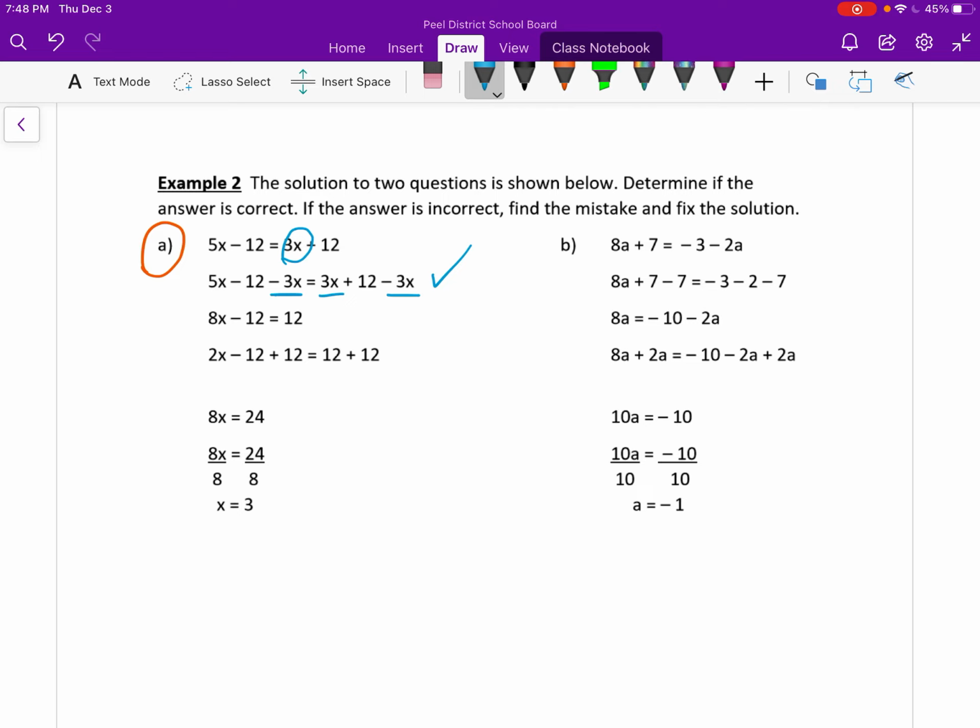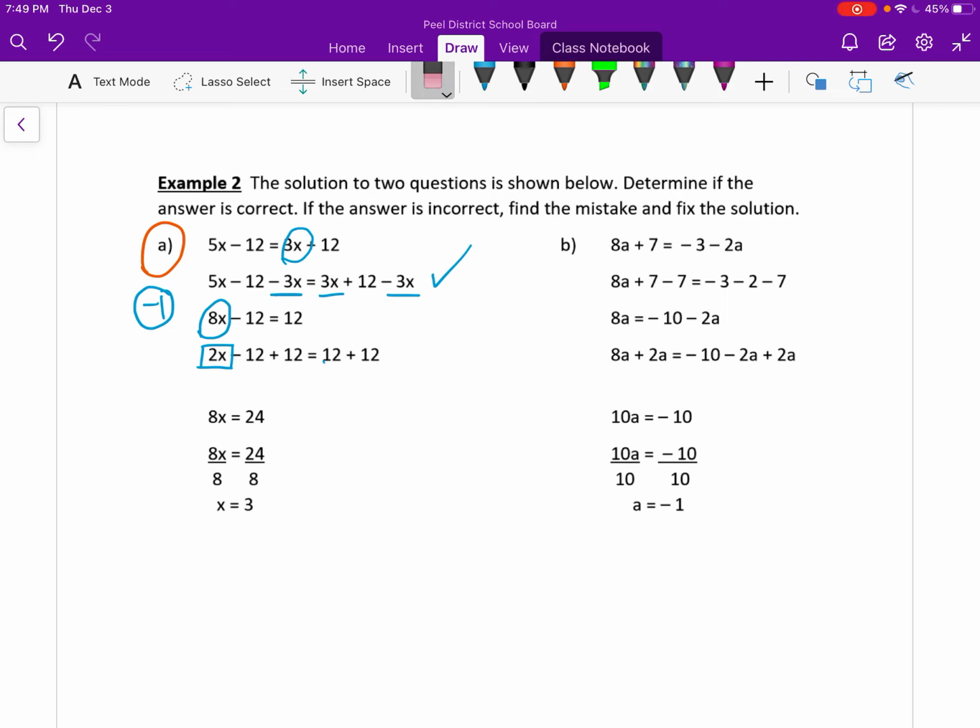They went ahead and they did 5x minus 3x. But for some reason, they wrote 8x. 5 minus 3 is 2. So that means they got that wrong. Right? So they would lose a mark for that. If we're going to continue, we're going to just follow their mistakes through. I don't know why they changed it to 2x here. That also doesn't make any sense. But what does make sense is that they took negative 12 plus 12 equals positive 12 plus 12. So that was right.